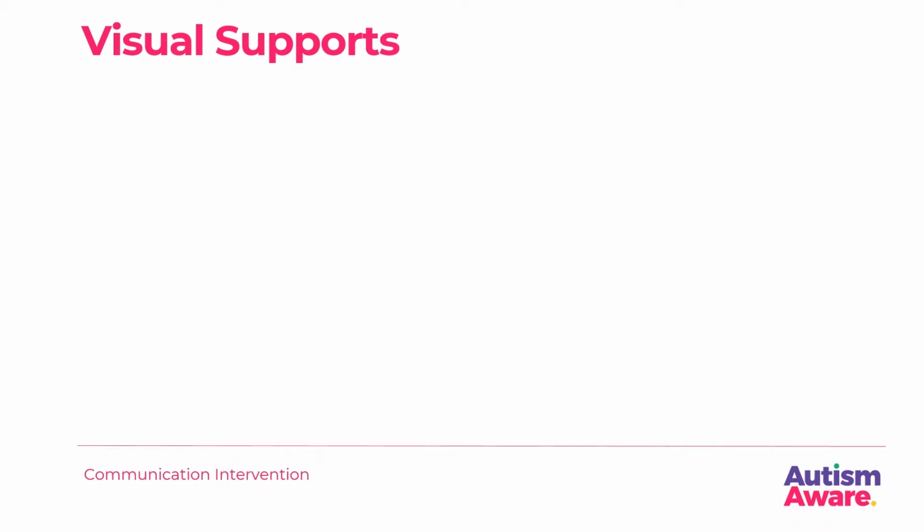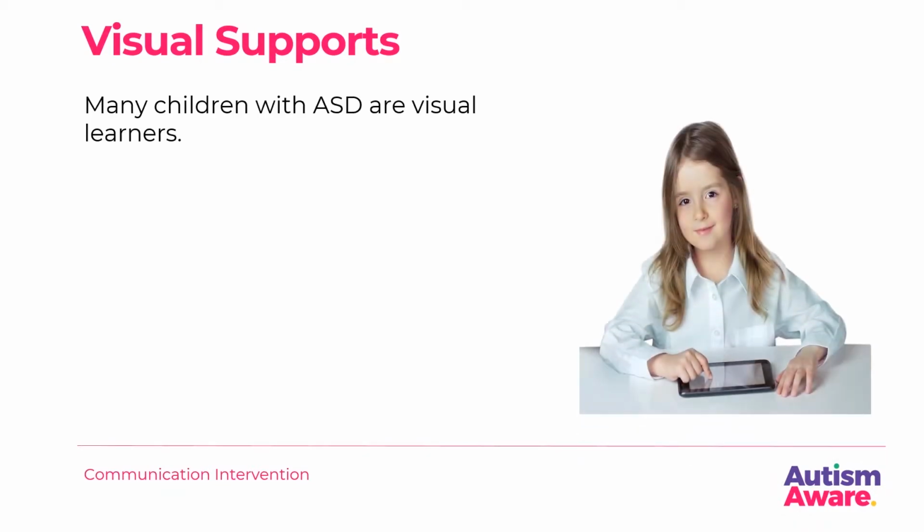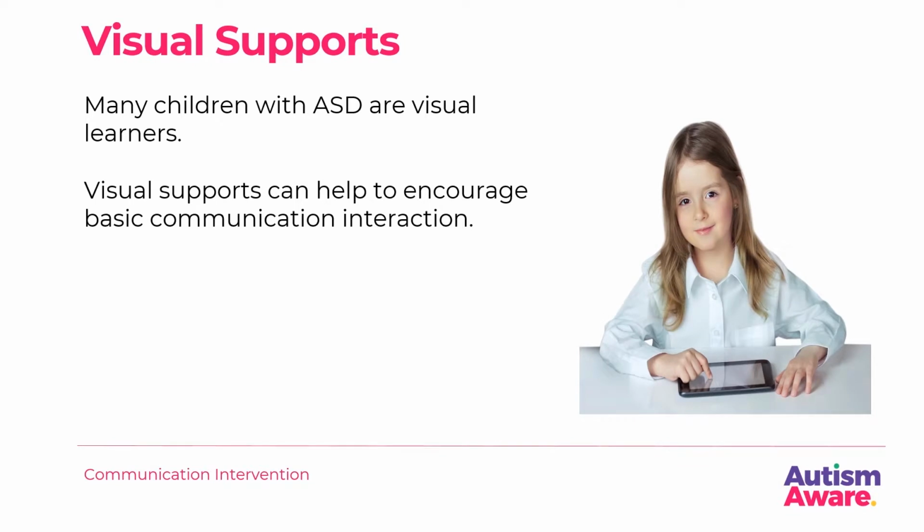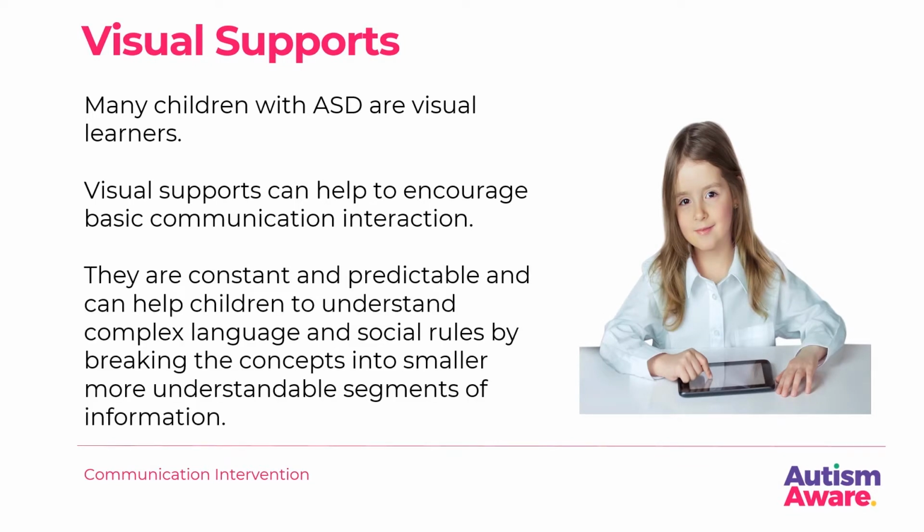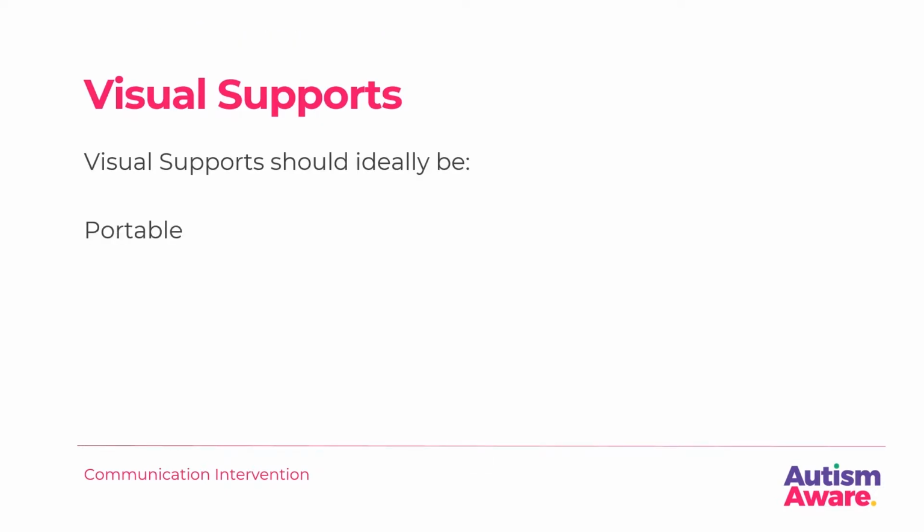Visual supports. Many children with autism are visual learners. Visual supports can help to encourage basic communication interaction. They are constant and predictable and can help children to understand complex language and social rules by breaking the concepts into smaller, more understandable segments of information. Visual supports should ideally be portable, easily accessible, and simple to use. An app on a tablet or a folder with symbols or pictures that the child can carry around are ideal. The visual support should also be durable, so pictures should be laminated and photographs and symbols on a tablet should be backed up.